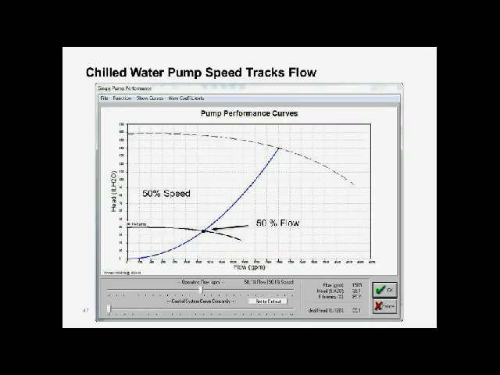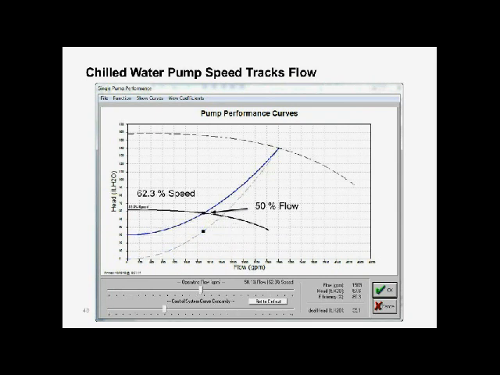Okay, let's take a look. This is a head capacity curve up here, and this is our ideal system curve to 0, and you'll see that as I reduce flow to 50%, my speed is at 50%. So when you have an ideal system curve going to 0, the affinity laws apply, and speed tracks flow. But that's not what happens in chilled water systems.